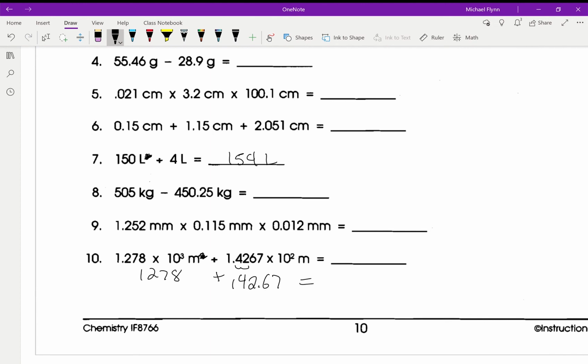Now, why did I do that? Well, to see how many decimals I have. Here I have 2. Here I have 0 decimal places. So I just add the numbers up, and how many decimals do I keep? Well, I keep 0. So that's 1.278 plus 142.67. And I get 1420.67. But I have to round that, so I'm going to round it to 1421 meters. Okay, that's it.